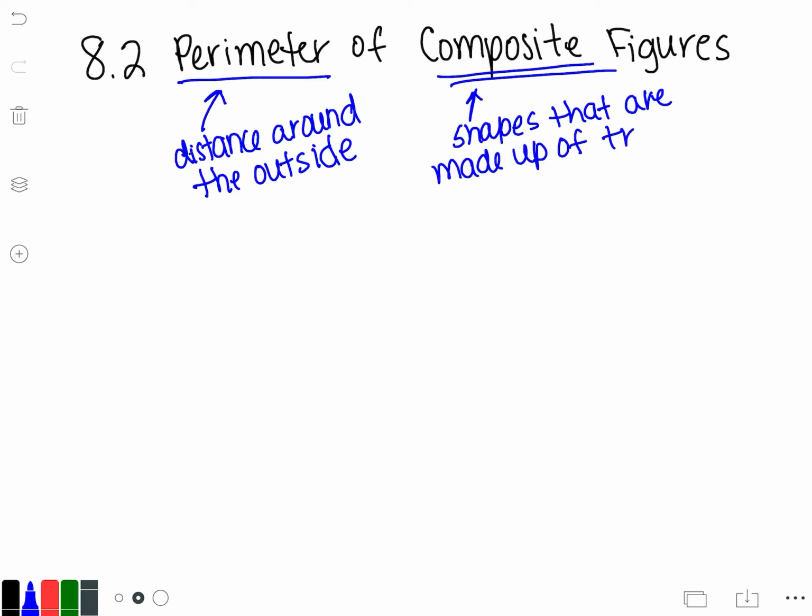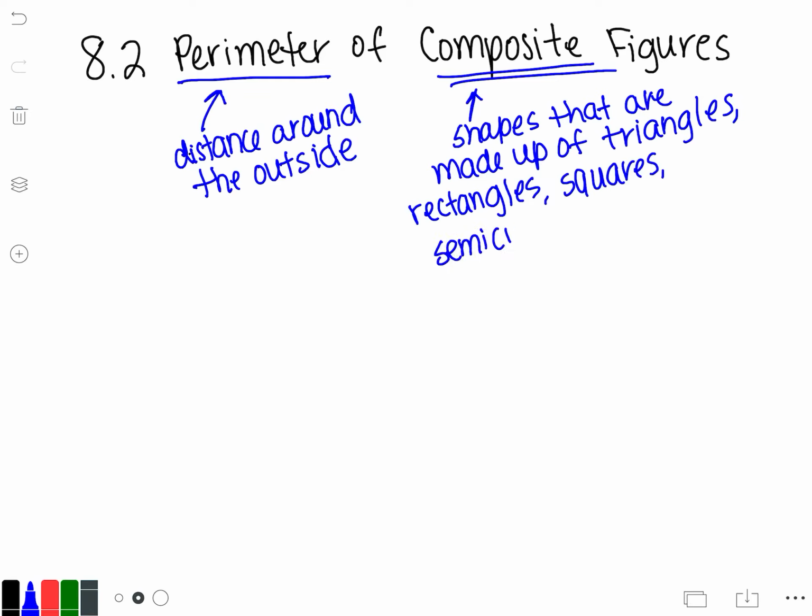So shapes that are made up of triangles, rectangles, squares, and even semicircles, but not in this lesson. And then I'll put etc. So we are going to find the perimeter of these figures.